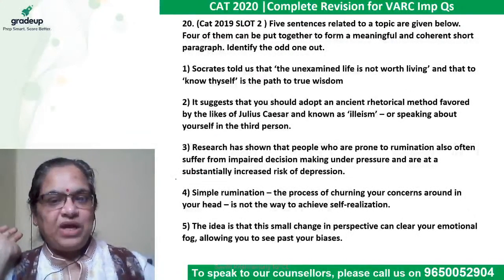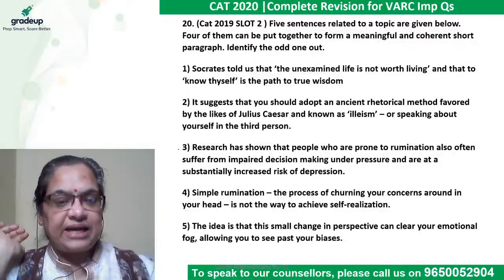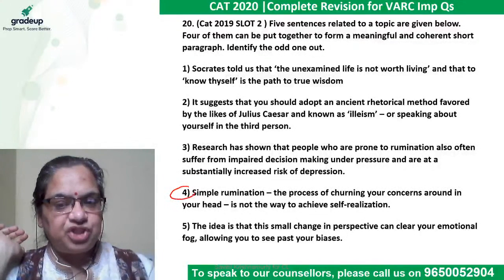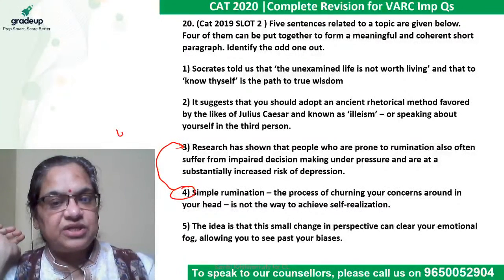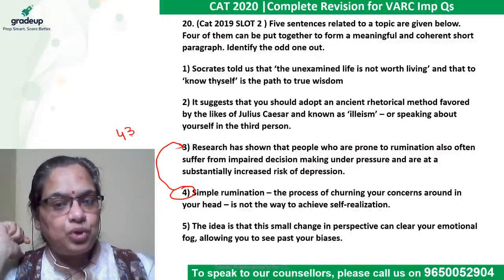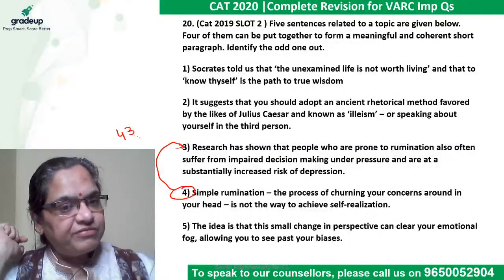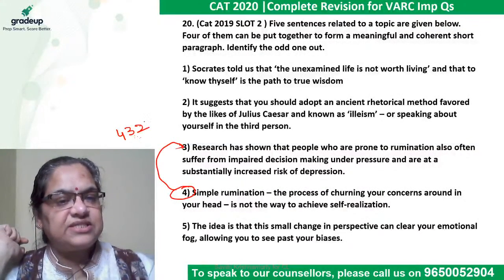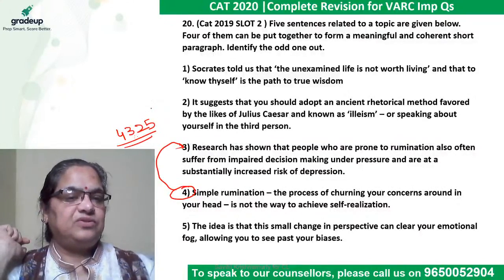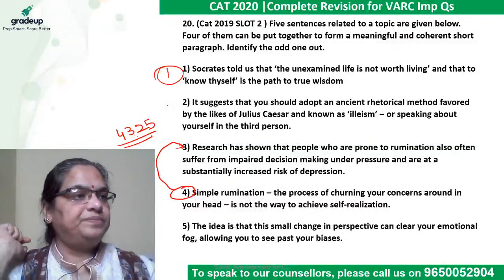All right. Research has shown that simple rumination, the process of churning your thoughts, is not the way to achieve self-realization. Research has shown that people who are prone to rumination often suffer from impaired decision making. It means research suggests, and this. So 1 is the odd one out.